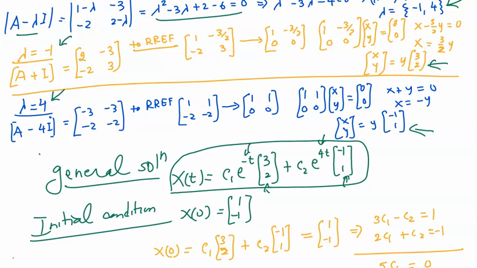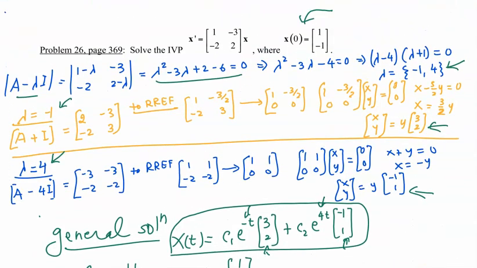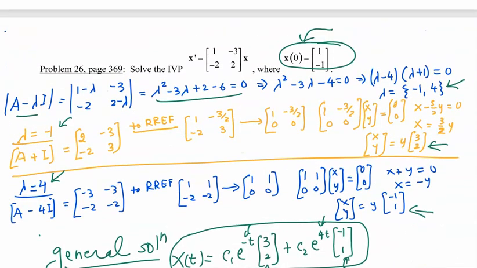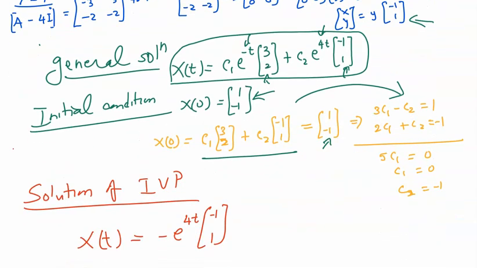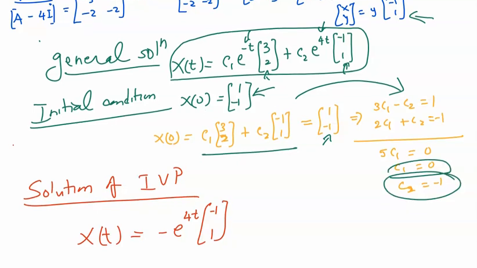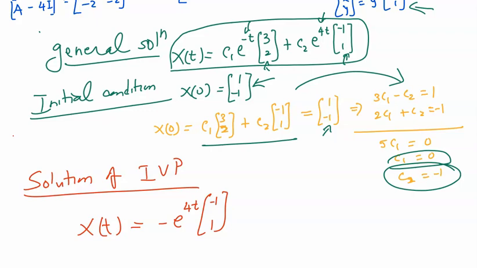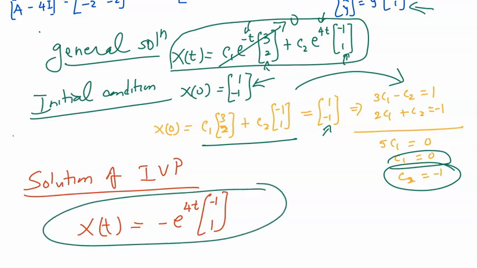Now, if I plug in t equal to 0, because that's the condition they give here, this is my initial condition. So just plug in there. You can see that 2 equations come out, and you can solve for C1 and C2. C1 is 0, so that means this whole term disappears, and C2 is -1. So that's my solution for that initial value problem.